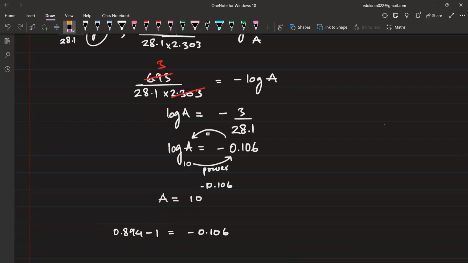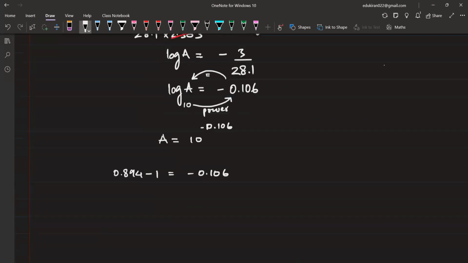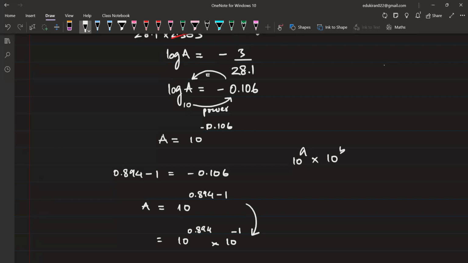That is the first thing that you need to do. Now see what happens: from here you can write that a will be equal to 10 to the power 0.894 minus 1. This I can write further as 10 to the power 0.894 into 10 to the power minus 1. Correct, guys? Tell me, did you understand from here to here? 10 to the power a into 10 to the power b is equal to 10 to the power a plus b, my bad.